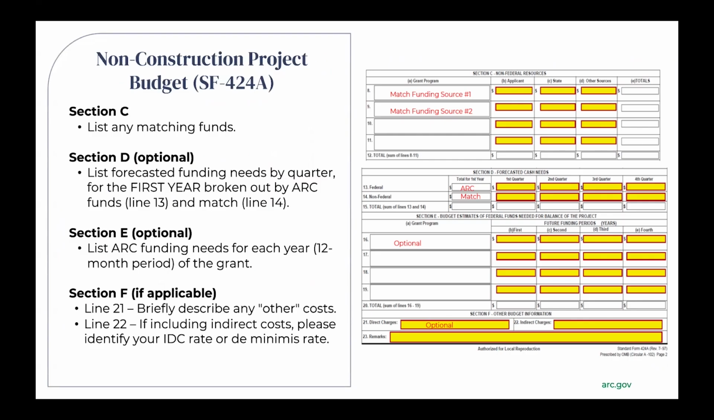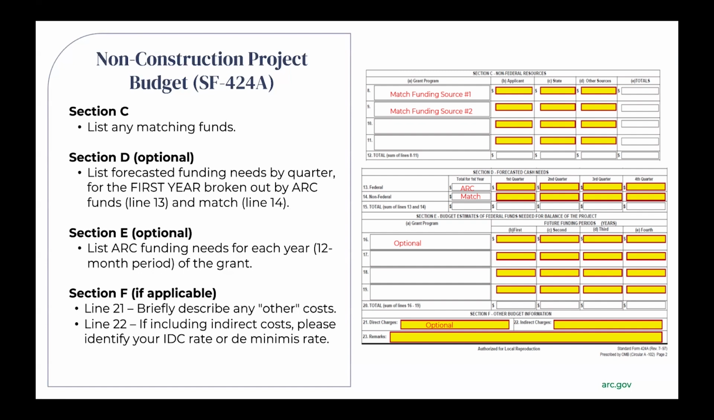This is the final page of the SF424A form, Section C and D. In Section C, list any matching funds you have to contribute. As shown here, you can divide out by each match source and put them in applicant, state, other, and then total. Section D is optional, but you can put the ARC amount and the match amount required for the first year of the project and then broken out by quarters.